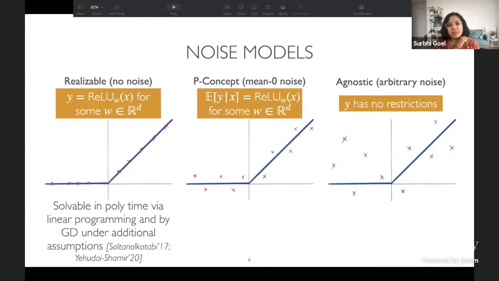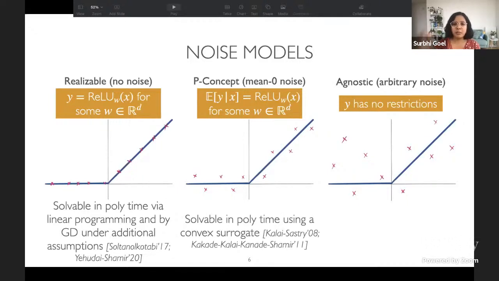So if you look at the realizable noise model, this is actually solvable in polynomial time by just doing linear programming to fit this exact function. And under some additional assumptions, you can show that even gradient descent can learn this setup. So you need some assumptions on the distribution, on the anti-concentration and concentration of the distribution, and then you can guarantee that gradient descent can also learn this.